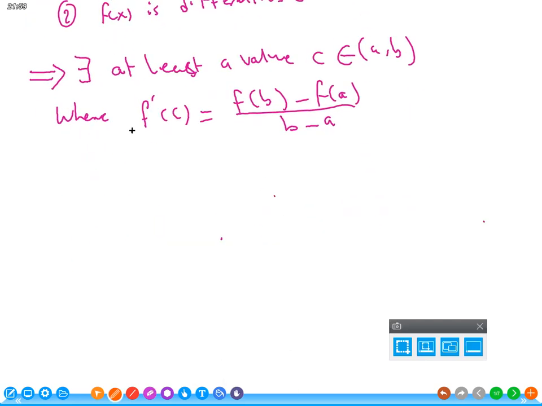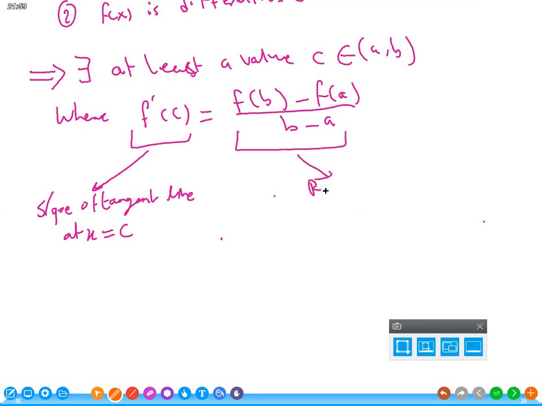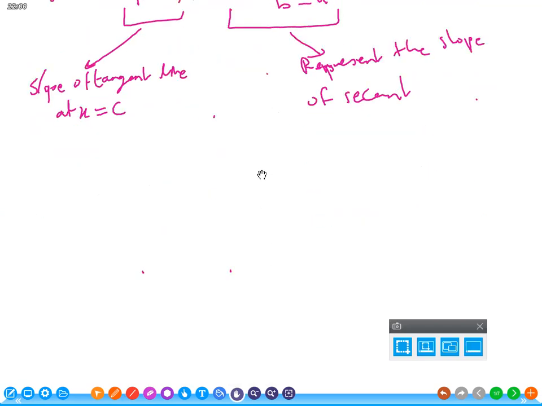f prime of c represents the slope of the tangent line at x equals c. The right-hand side represents the slope of the secant line. So if we have two lines that are parallel, it means they have the same slope.